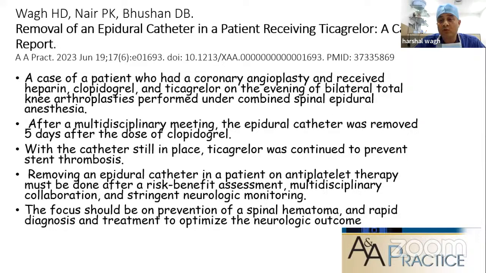Again, this comes to epidurals and anticoagulation. So we had a bilateral TKR done under combined spinal epidural. In the evening, he had a coronary angioplasty done for ECG changes and received the full dose of heparin during the procedure, full dose of clopidogrel and ticagrelor. When we came in the morning, I had no idea that the patient was fully anticoagulated. The person who did the angiography did not know that the patient had an epidural.